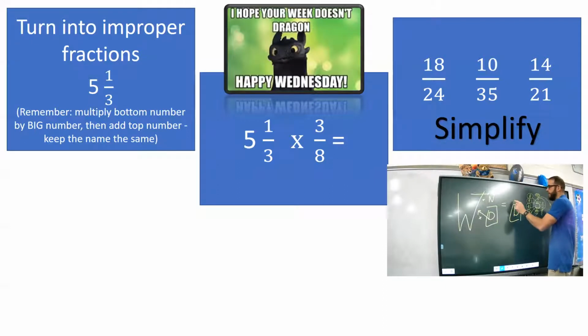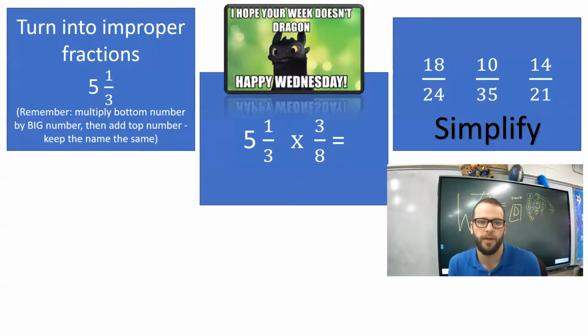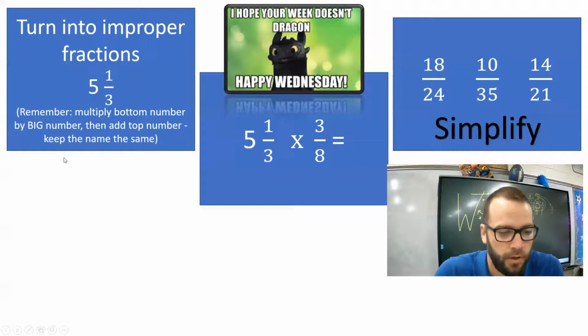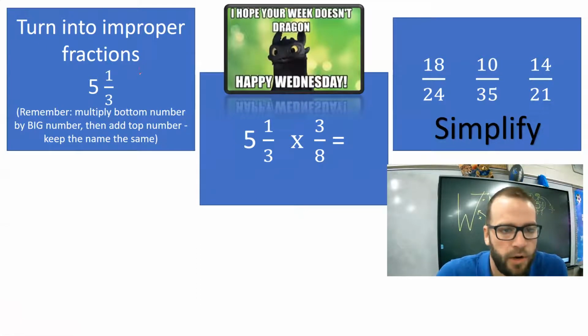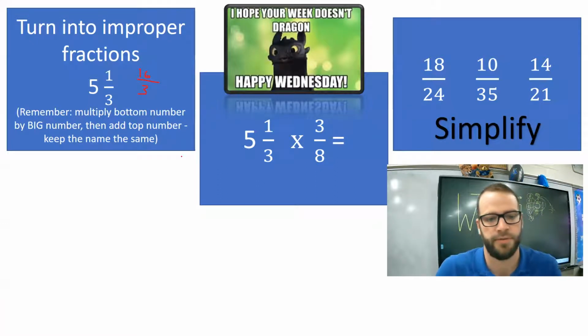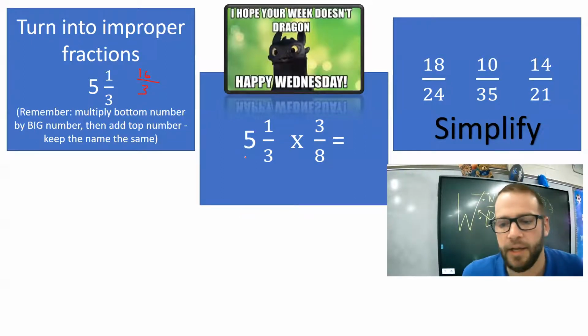So on the top, it's D times W plus N. Your new top is denominator times whole number plus numerator, and that answer is going to be written with the denominator staying the same. So the answer to number 1 is 15 plus 1 is 16. So that answer is 16 thirds. Okay, so let's now apply that to multiplying these fractions.